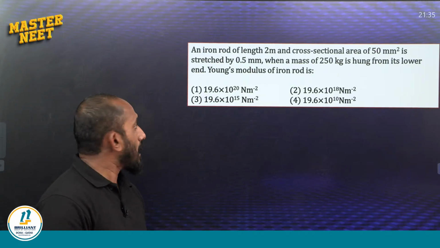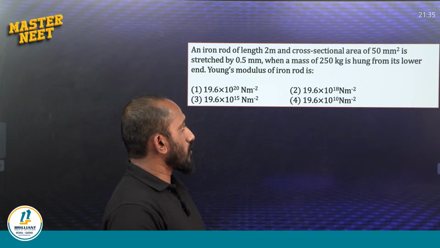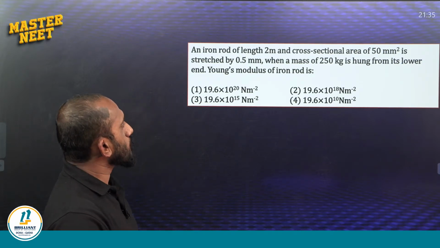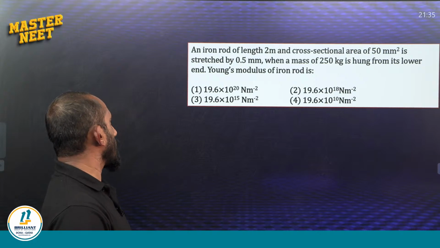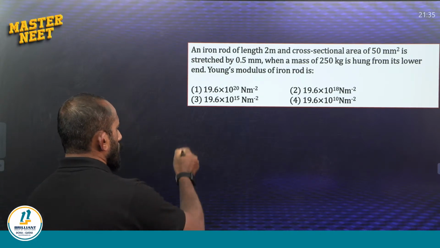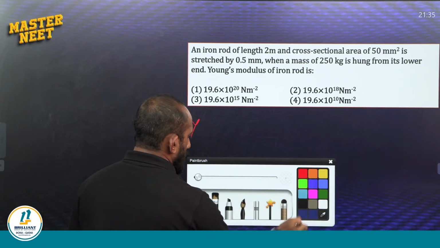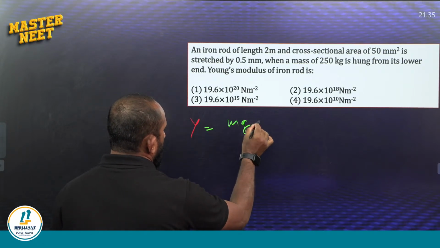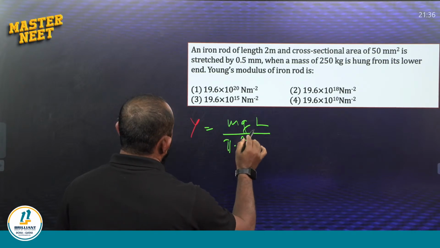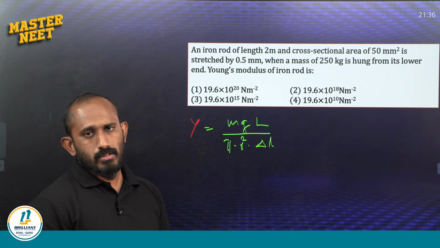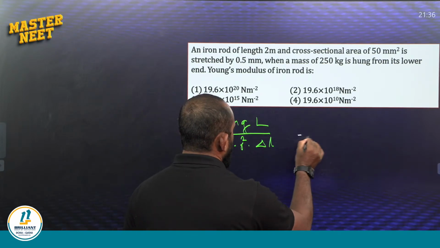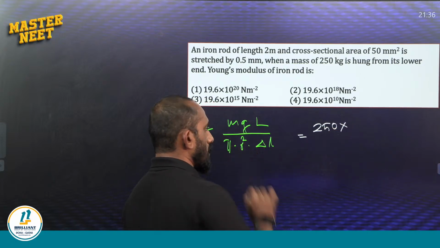An iron rod of length 2 meter and cross-sectional area of 50 millimeter square is stretched by 0.5 millimeter when a mass of 250 kilogram is hung from its lower end. Young's modulus of the iron rod is. So Young's modulus you have to find out. So mass is attached there. So Y is equal to mgL by pi r square into delta L, normal equation. So M is given 250 kilogram.